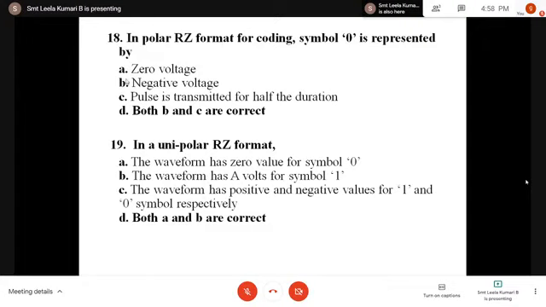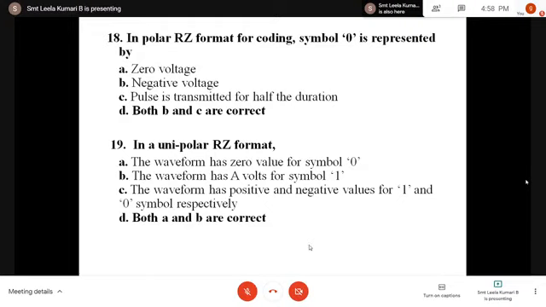So therefore, if you see the options, 0 voltage, negative voltage, and pulse is transmitted for half the duration. So 0 is represented by negative voltage, correct, and pulse is transmitted for half the duration. So this is also correct. So A, B and C are all correct. So option D is the correct answer.